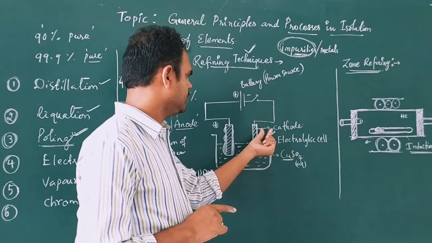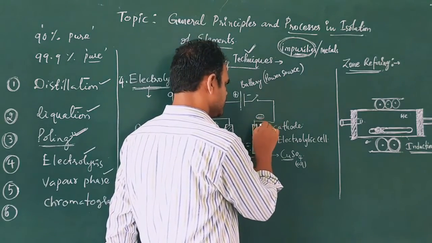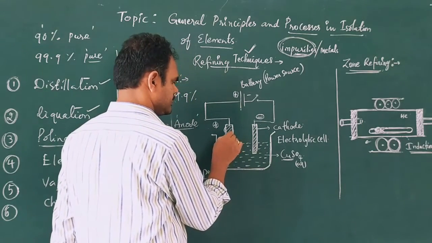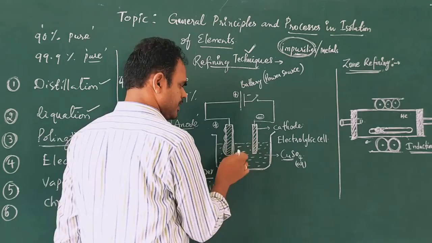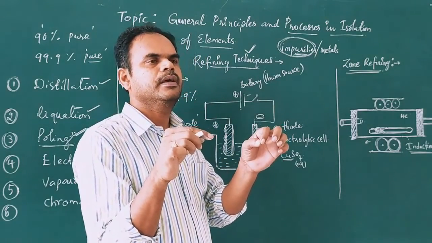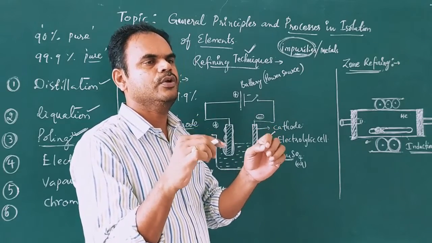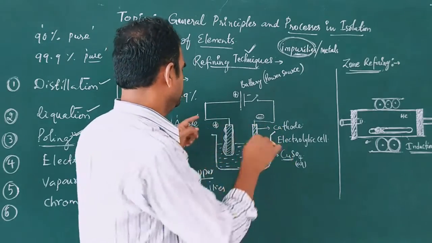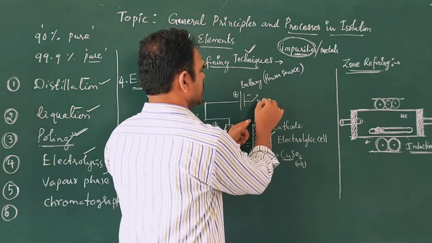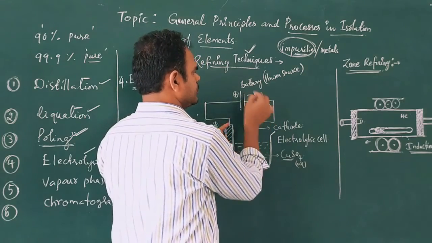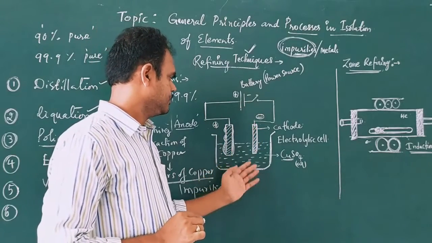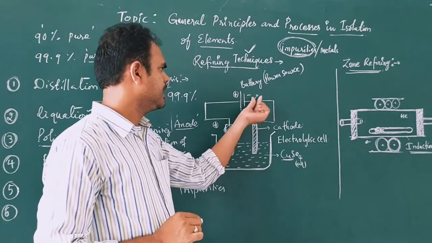The cathode carries the negative charge. The anode is the impure copper. Both are kept in the copper sulfate solution. The anode must be connected to the positive terminal of the battery, and the cathode to the negative terminal, through the tap key. The circuit is arranged like this.